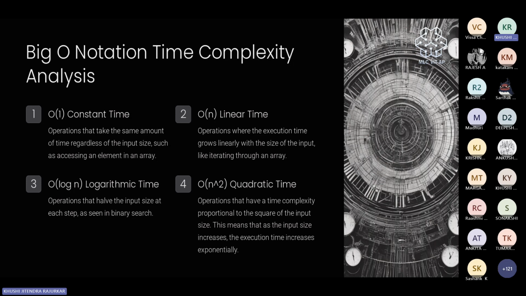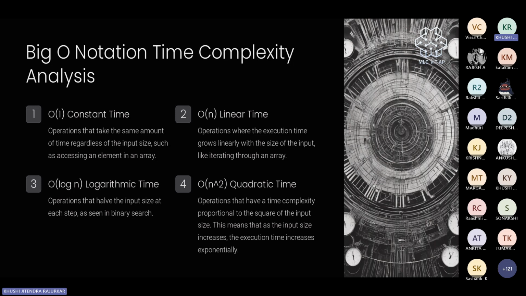So O of 1, which is constant time complexity, is the kind which will take different amounts of input, but it will run in the same amount of time every single time, no matter what the input of your code is. We'll study more about this.